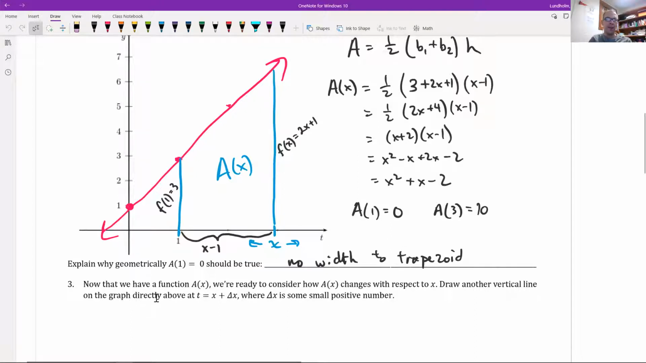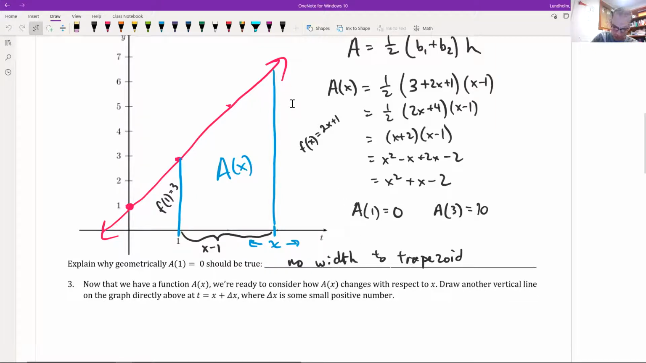Okay, now that we have a function A of x, we're ready to consider how A of x changes with respect to x. Draw another vertical line on the graph directly above at t equals x plus delta x, where delta x is some small positive number. I'm going to move this out of the way so that we have a little bit more room to write so that you guys can see it.